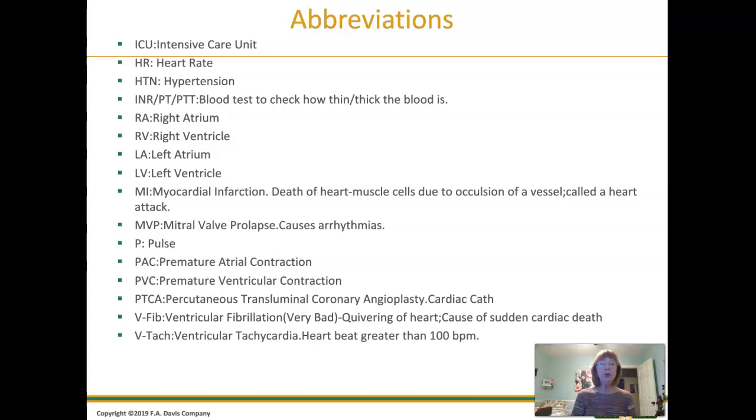PAC is premature atrial contraction. That's where the atrium is contracting sooner than it should. So that throws the whole cycle off, and what it can do is blood stays up in that atrium and sits, and it could cause a blood clot. And when people have PACs, which is also part of AFib, they have to take aspirin or some sort of blood thinner.